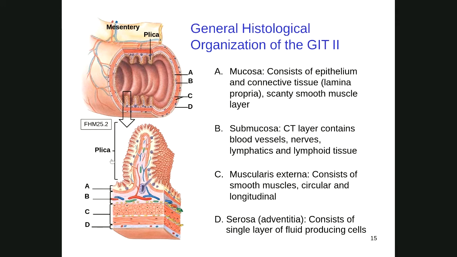So this is the general histological appearance of the wall of the gastrointestinal tract. The one which is shown here is basically the small intestine. Okay?